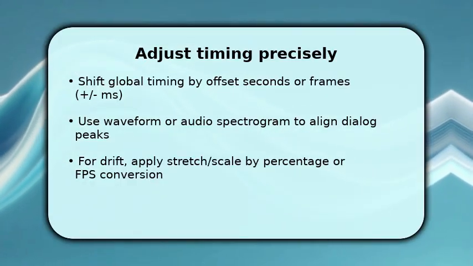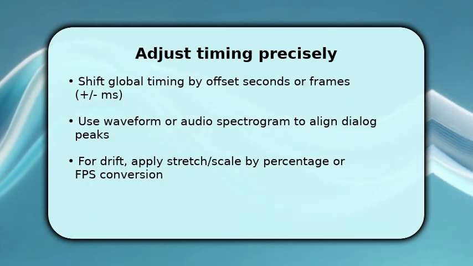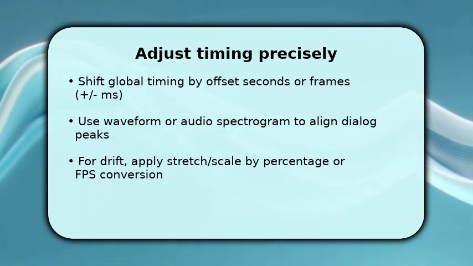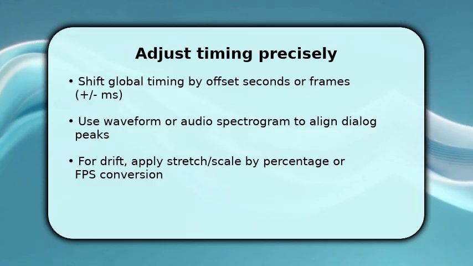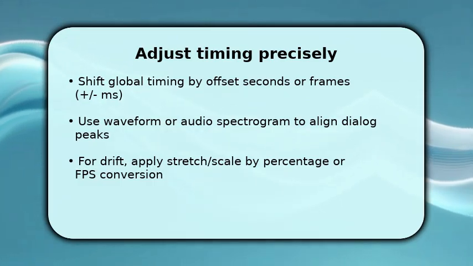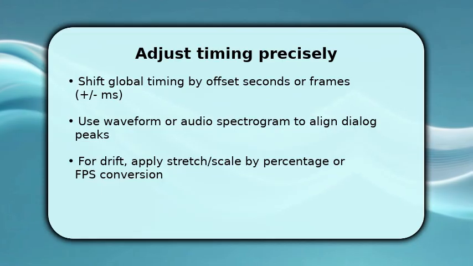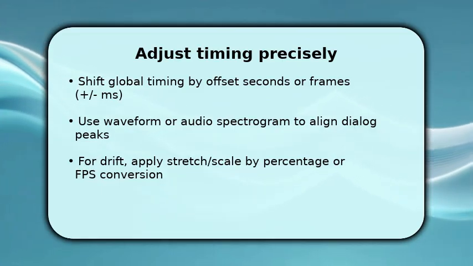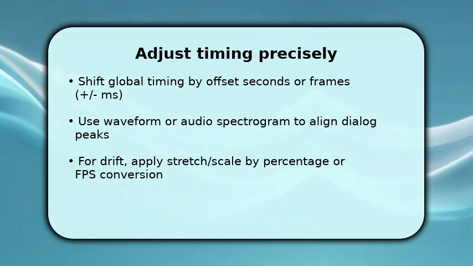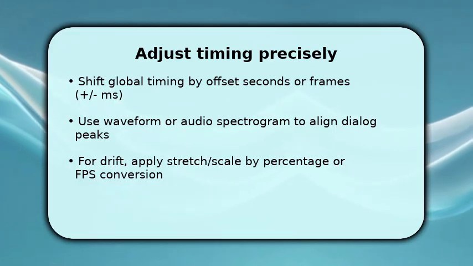If all lines are uniformly early or late, apply a global shift in milliseconds or frames, enter +1,200 or -300 ms as needed. If subtitles drift progressively, perform a timing stretch. Adjust end-to-end using FPS conversion or percentage.